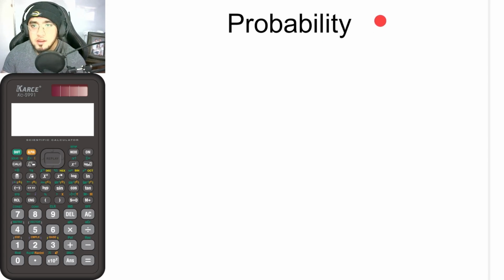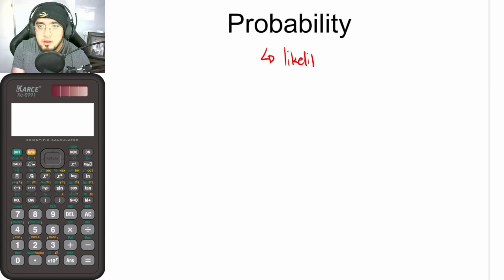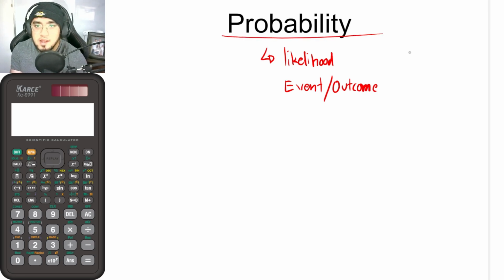From a scientific standpoint, when we say probability, it deals with the likelihood that an event, or let's say an outcome, is to happen. So again, probability is the science that deals with the likelihood of an event or outcome to happen or to occur.